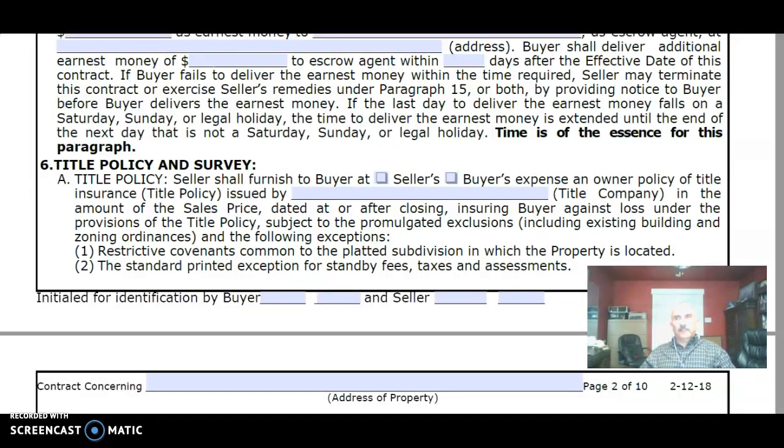Line 6, who is paying for the title policy and who's paying for the survey? That all depends on the price. You might be willing to pay it. You might not be willing to pay it.